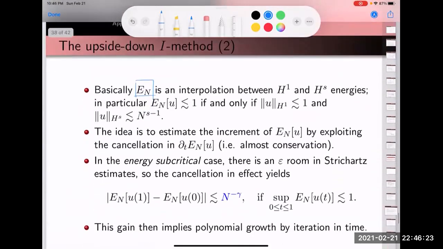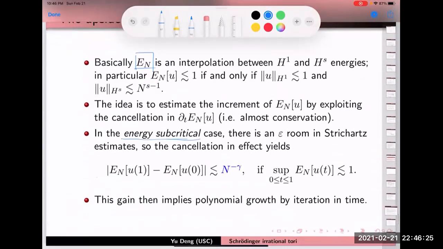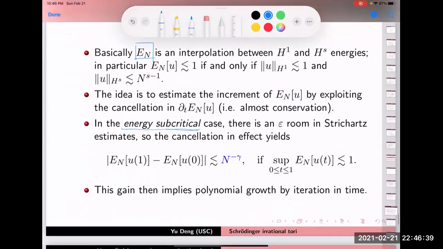Okay, so essentially this is the thing that people can get in the energy subcritical case, namely if you define this energy, trying to match the exact conserved energy structure of the equation, then you'll get some cancellation, and you get a result, namely that if this particular energy is less than 1, then the increment of this energy on intervals of length 1 is less than n to the minus gamma. And then you can iterate, and you get that this energy is less than 1 for a much longer time than 1. And then from this, you could deduce the polynomial upper bound on the growth of Sobolev norms.